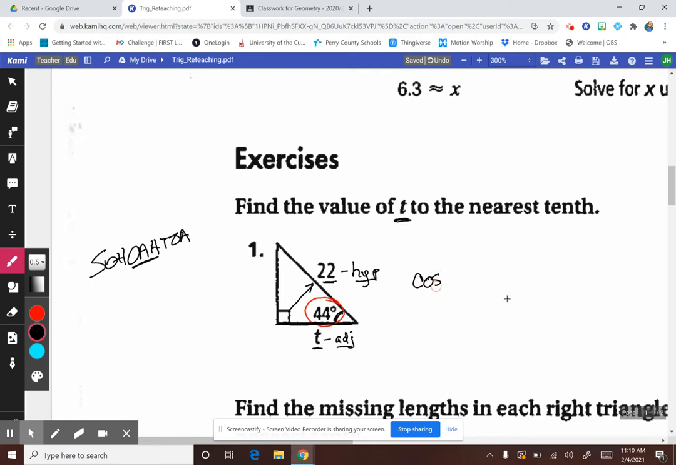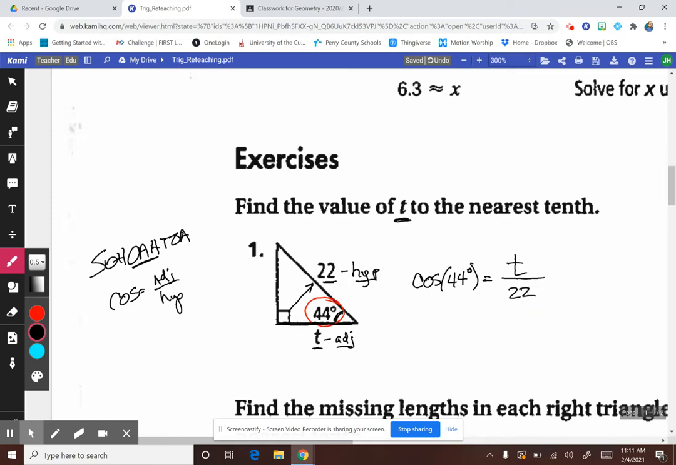We're going to do cosine of 44 degrees. The degrees always goes with my trig function, okay? And that equals, remember this is a ratio. So again, cosine is adjacent over hypotenuse. So that means my adjacent side is going to go up here. My adjacent side just happens to be t. I don't really know what it is right now. And 22 is my hypotenuse, so it's going to go right there.